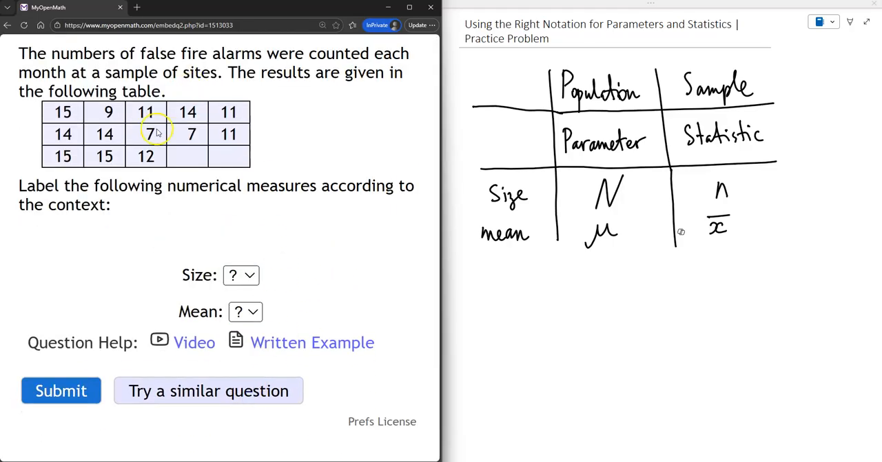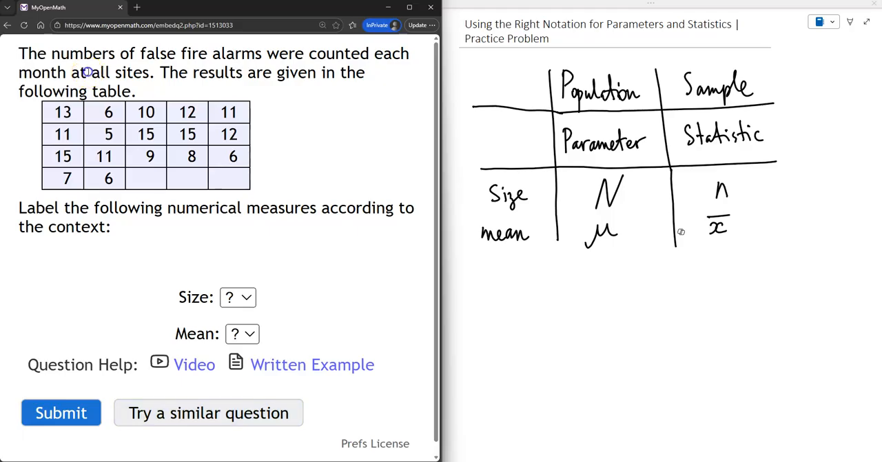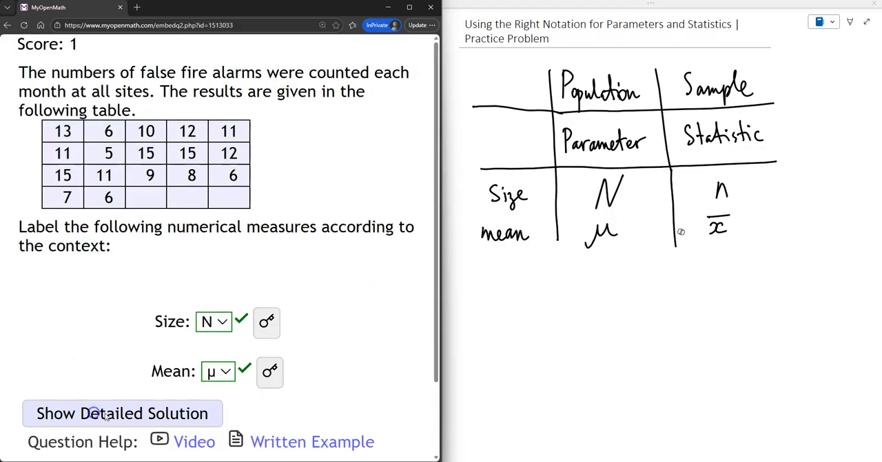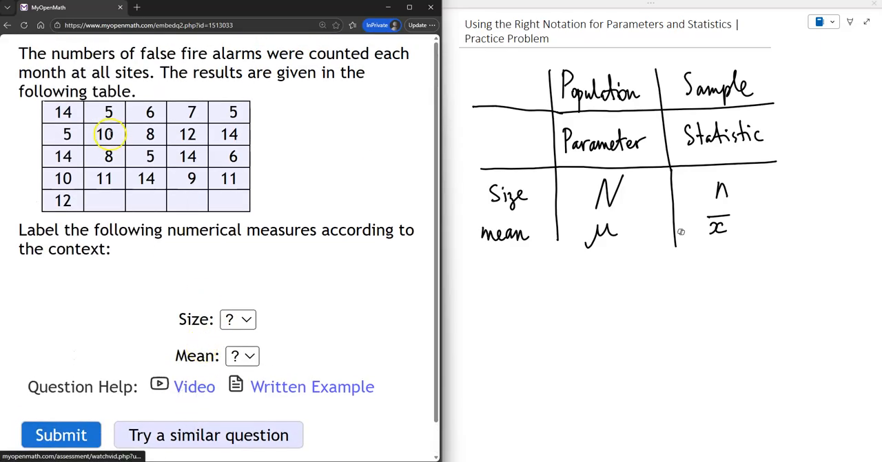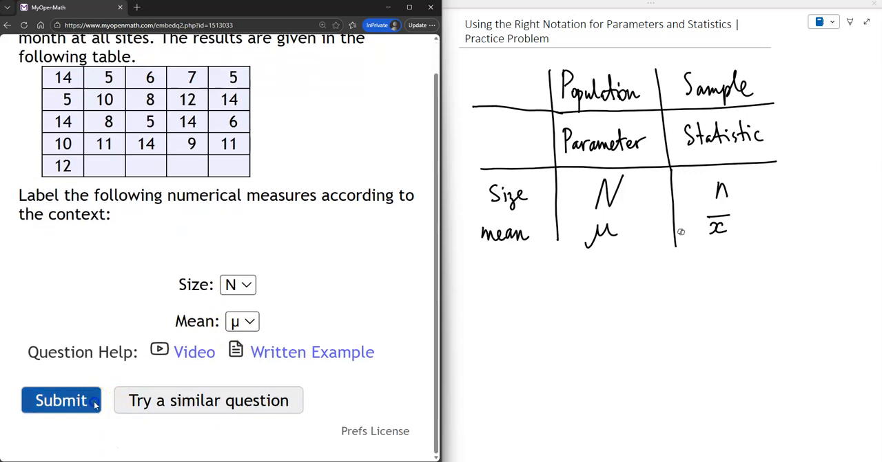Let's try another one. This is how we know we don't have a sample, we have the population, because it says all sites. So these are all sites, so the size is capital N, and the mean will be the Greek letter mu. And same over here, size is capital N, and mean is the Greek letter mu.